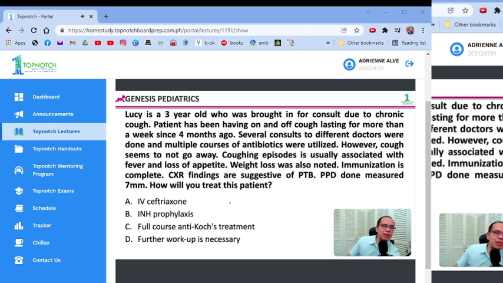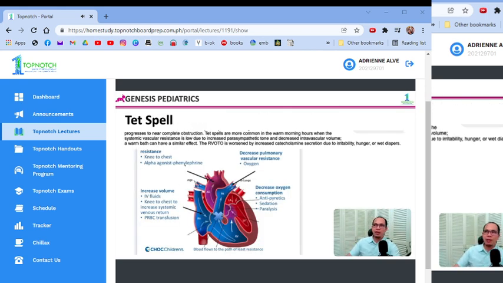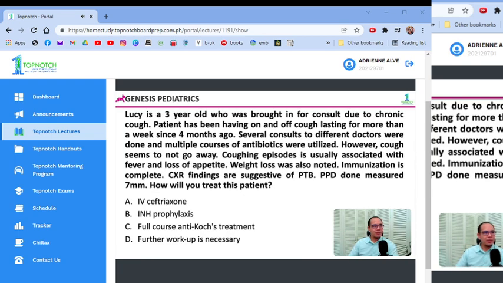Okay? And other management would be to give your phenylephrine. You can also give your beta blockers. Okay? Tama ba? Beta blockers, tama ba? Bicarbonate, morphine, phenylephrine. Yeah, beta blockers to address your infundibular spasm. Okay? So, yeah. Alright, so hopefully we understand the etiology of a TET spell.